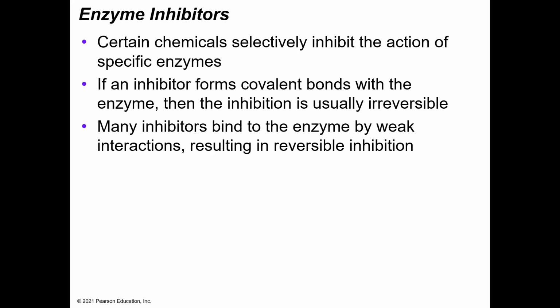Now we've been talking about ways that enzymes work, how to get enzymes to work optimally. But what if we need to inhibit enzymes? Or what if there are things that do inhibit enzymes? So there are certain chemicals that selectively inhibit the action of specific enzymes. If an inhibitor forms a covalent bond with the enzyme, then the inhibition is usually irreversible. That enzyme is now no longer functional. Many inhibitors bind to the enzyme by weak interactions, resulting in reversible inhibition.